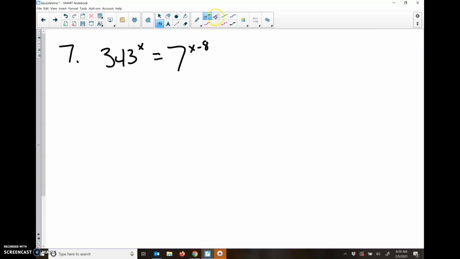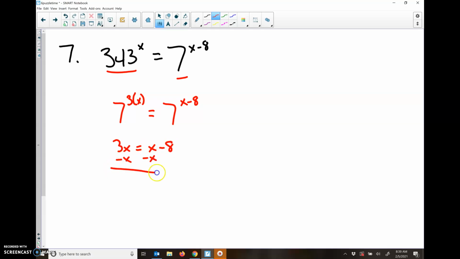Here, our bases aren't the same. I have 343 and 7, but I can make 343 into a 7, and that's the same as 7 cubed. So I'm going to just make 7 cubed, because 7 times 7 times 7 is 343, and then that's already a 7, so we don't need to change that. So now I have 3x equals x minus 8. Subtract x from each side, I get 2x equals negative 8, and then divide by 2, so we figure out x equals negative 4.